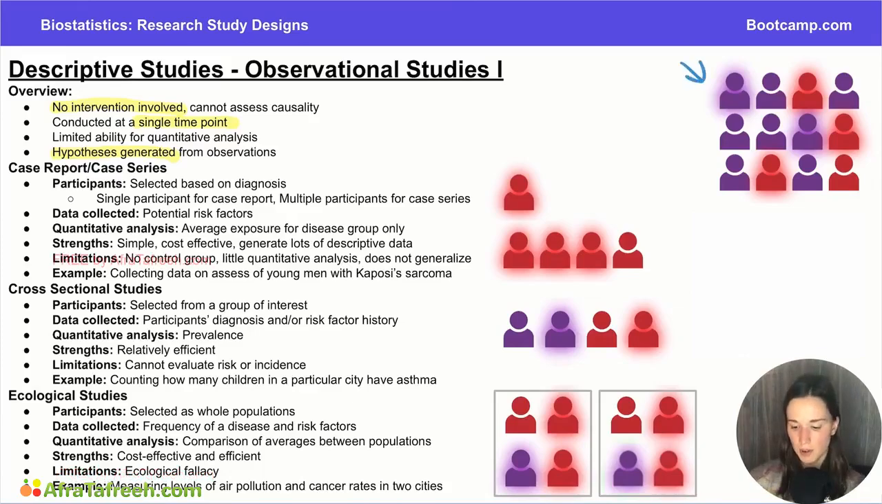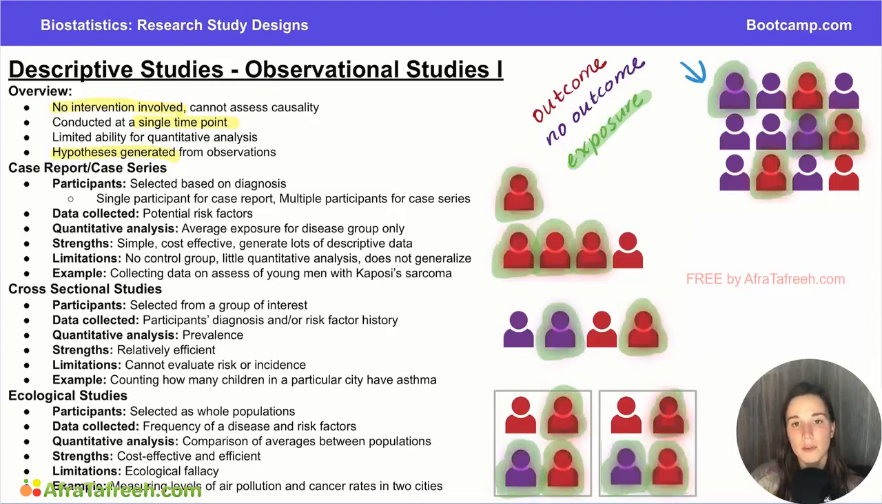I'll be using these pictograms a lot to describe these different types of research designs. So let me just remind you that the red people have the outcome of interest, the purple people do not have the outcome, and then the people with the glow around them, which I will highlight in green, have an exposure of interest. Although again, because this is a descriptive study, we may not necessarily know what that exposure is yet. The first type of descriptive study is the case report or the case series.